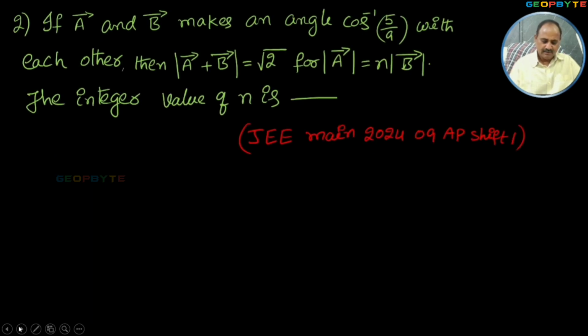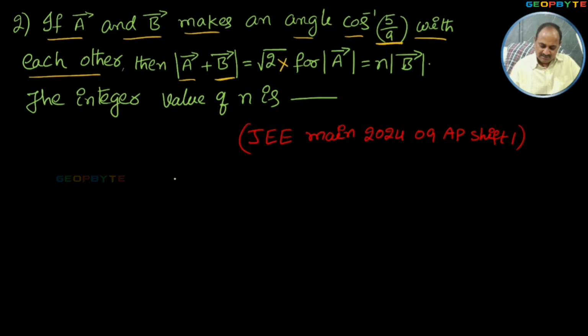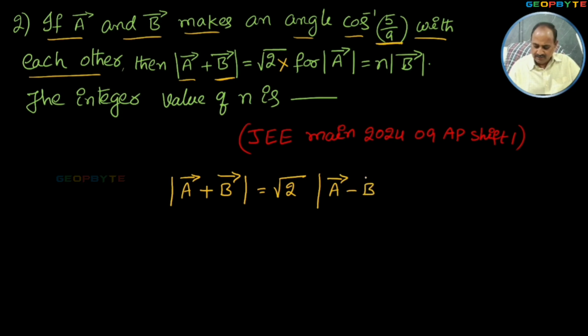Try to read it clearly. It is asked like this. If vector A and vector B make an angle cos inverse 5 by 9 with each other, then modulus of vector A plus vector B is root 2. Some quantity is missing here. Actually, it is like this: modulus of vector A plus vector B is equal to root 2 times the modulus of vector A minus vector B. This quantity is missing in the problem.